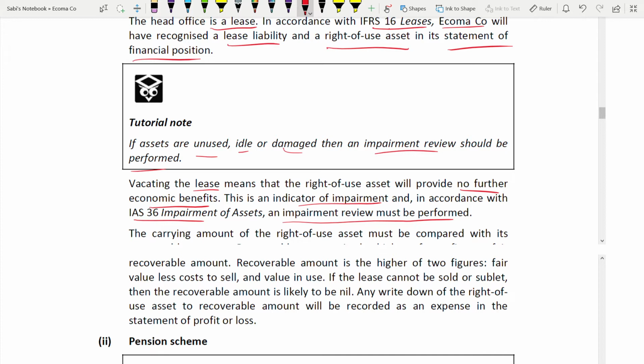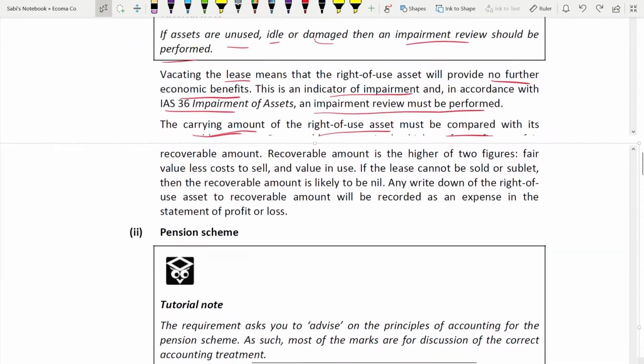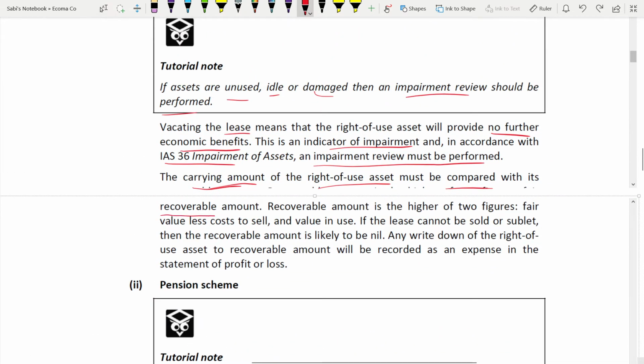Simple. So carrying amount of the right of use asset, because it's a lease. You cannot say carrying amount of an asset, because this is a right of use asset, you have to mention it, because it's a lease. So the carrying amount of the right of use asset has to be compared with the recoverable amount. This is how you calculate your impairment. That's what you're writing in a sentence.